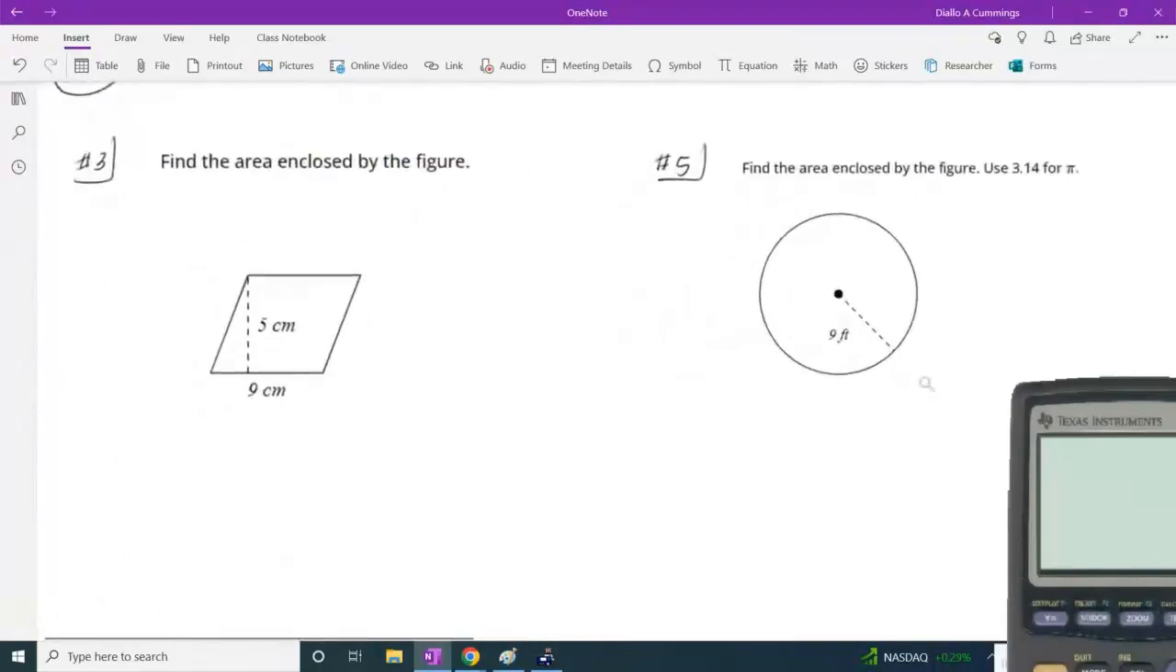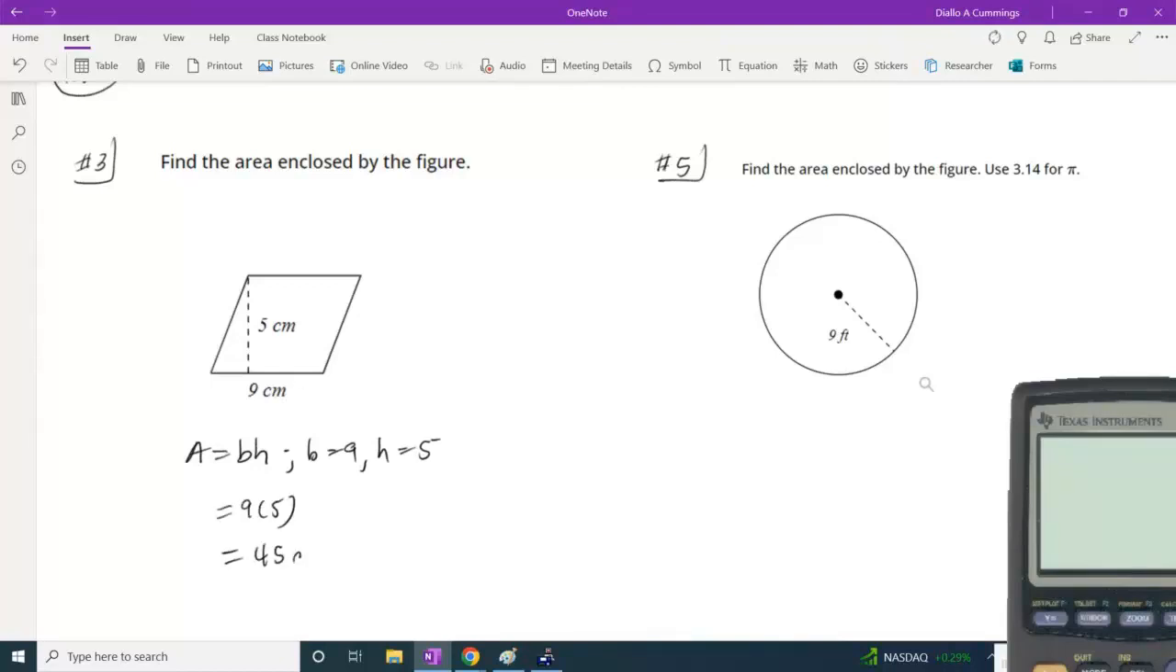So the first one is problem number 3. This is a parallelogram. Probably been a while since you've even seen a parallelogram. I want to find the area, so I'm simply going to multiply the base times the height. The base on this is 9. The height is 5. So if I multiply 9 times 5, I get 45. And since we're talking about area, the units are squared. So this will be 45 square centimeters.